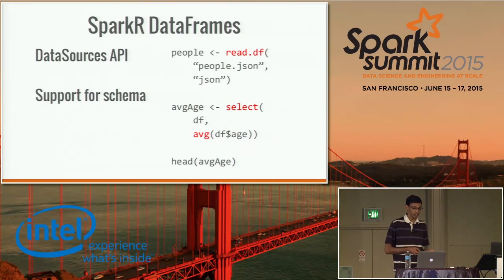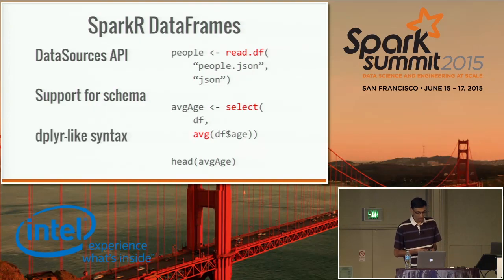The other thing that the DataFrames did is that they gave us support for schema. So when you read in an input file, for example, JSON, the column types are automatically inferred, and so you can use functions like average on numeric columns in order to do your data processing. And finally, the DataFrame API was also built to mimic the local R DataFrame API, and also other packages like dplyr, which are sort of state of the art for doing DataFrame work in R. And what this means is that it presents a very easy to use and familiar API for our users themselves.